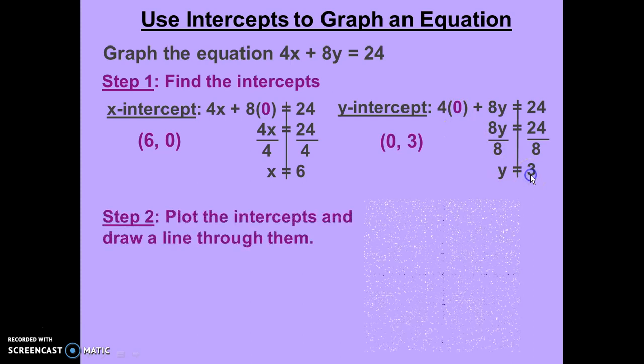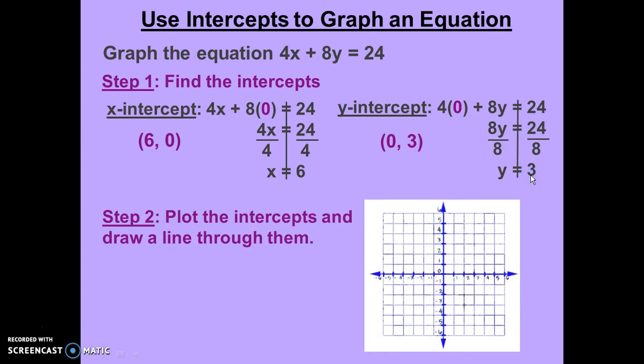Okay, so now that I have these 2 points, I'm going to plot them on the graph. So for the x-intercept, when I start at the origin and I go over to 6, 0, that first point is right here. For the y-intercept on the y-axis, I go left or right 0 and then up to 3 so that I'm on my y-axis. There's that point. And now that I have those 2 intercepts, I can draw the line between them. And that's it. That's how we use intercepts to graph an equation.